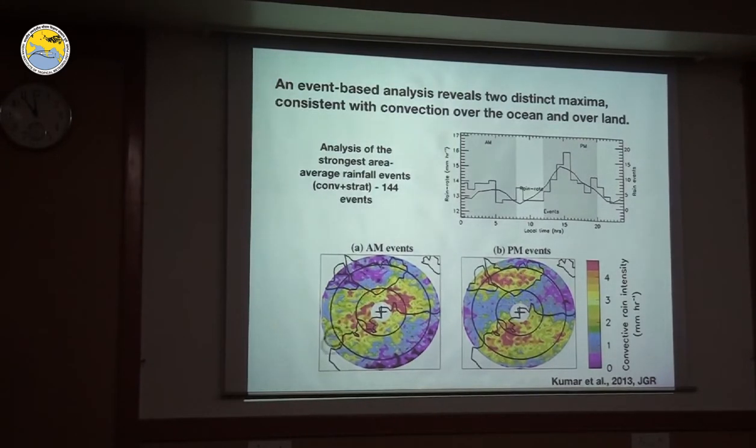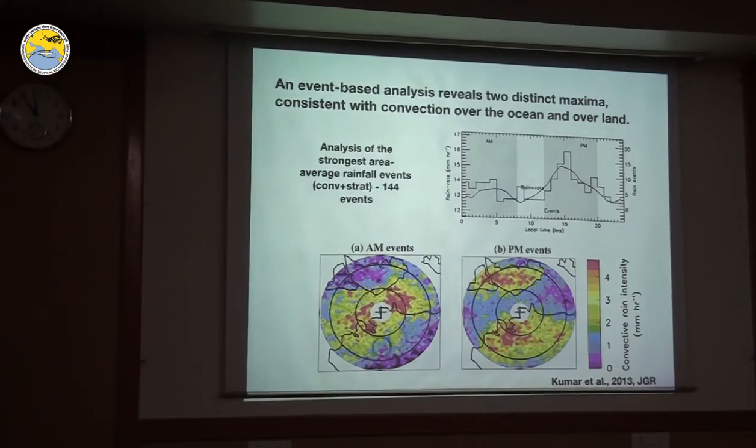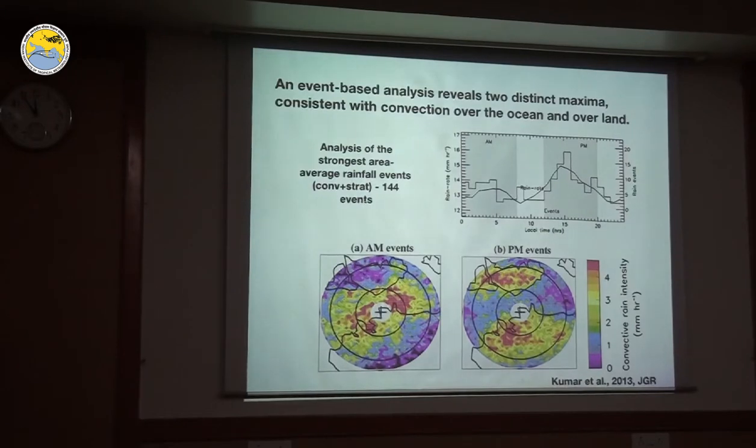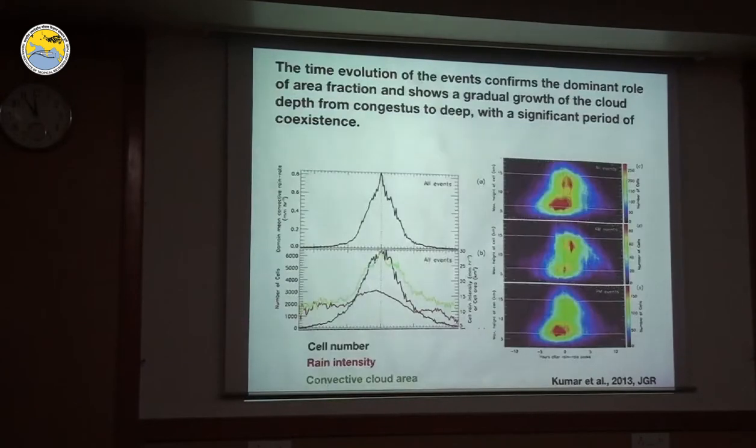The events where it rains a lot in the morning, and you can see that in Darwin, when it rains a lot in the morning, it rains over the ocean. That's pretty typical. Whereas when it rains a lot in the afternoon, it actually rains over land. So there's this diurnal cycle. So we wanted to separate those two classes, look at them separately.